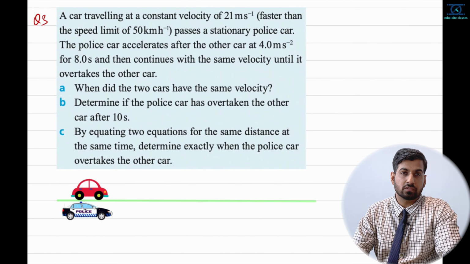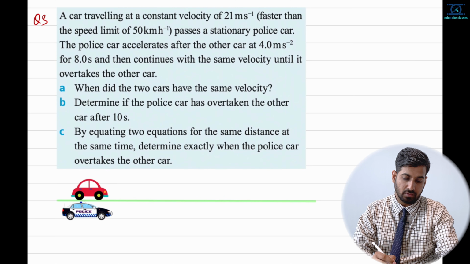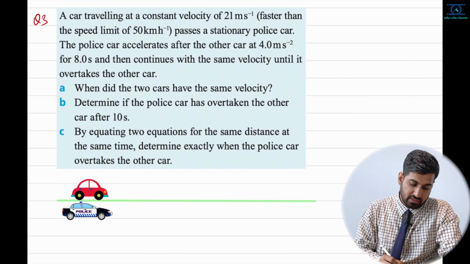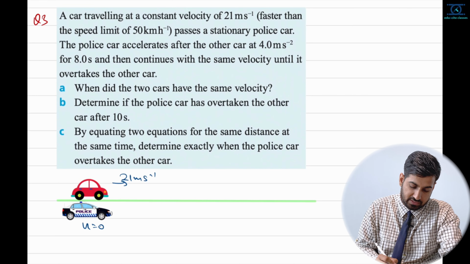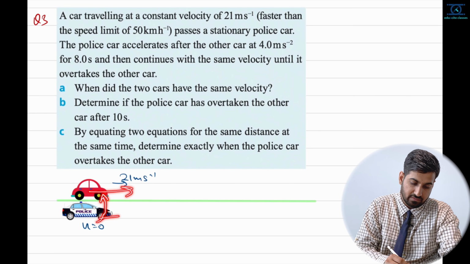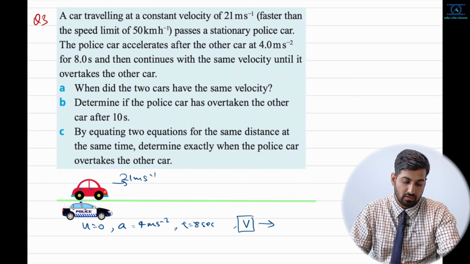Now just pause for question number 3 and solve. Okay, so this is the car traveling at a constant speed, let us say 21 meter per second, and the police car's initial velocity is 0. As the police see this car passing by, it starts with a uniform acceleration of 4 meter per second square for 8 seconds, and then it attains the velocity v, and then it moves with the same constant velocity, right?